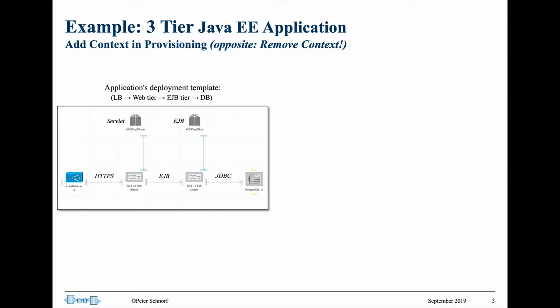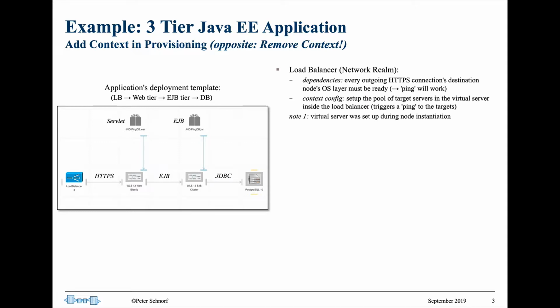The first example is a simple three-tier Java EE application with a load balancer in front, HTTPS connection to an elastic web tier that receives during deployment a servlet, from where an EJB connection goes out to EJBs in a cluster to which EJBs are deployed during deployment. And finally, a JDBC connection from the EJB to a PostgreSQL database.